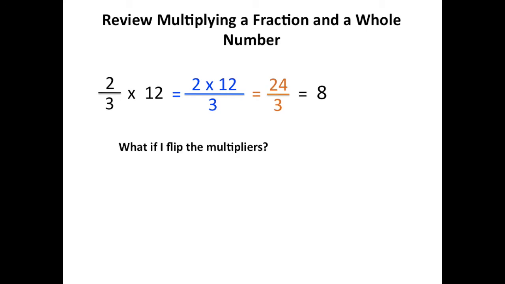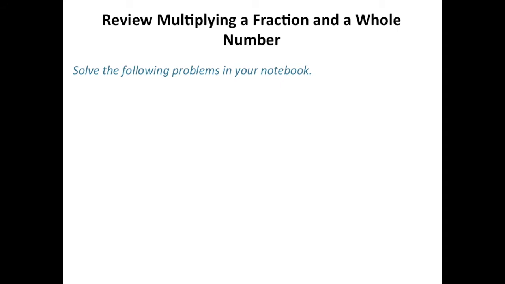What if I flip the multipliers? So what if instead I solve 12, my whole number first, times 2/3, the fraction part? Well, it's actually going to be solved exactly the same way. It's just like when you multiply 2 times 6, it's the same when you switch them and it becomes 6 times 2. So once again, I'm going to multiply my numerators, 12 times 2, and 3 stays in my denominator because each whole is broken up into 3 parts. Now I'm going to multiply and get 24/3 again, and once again, when I divide or simplify, I'm going to get 8.